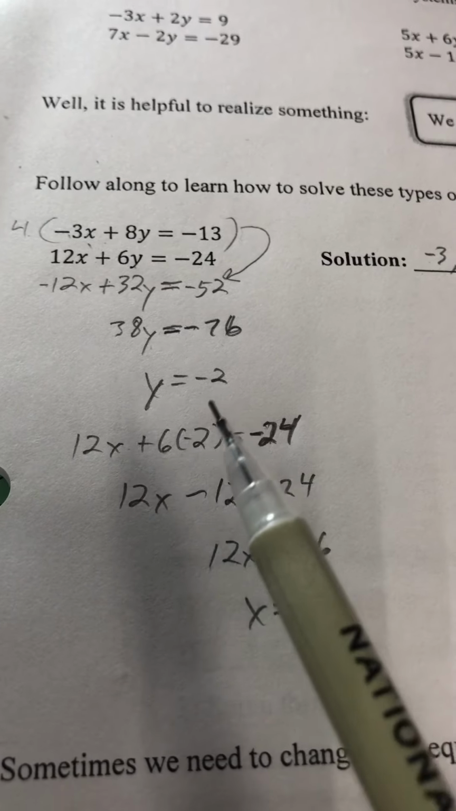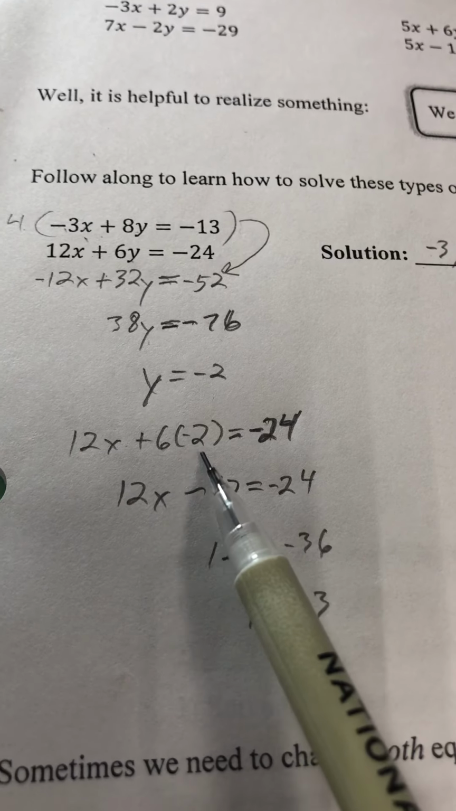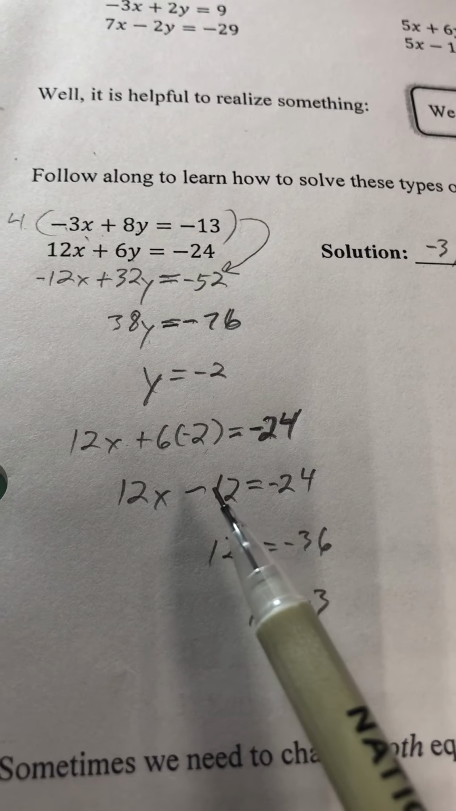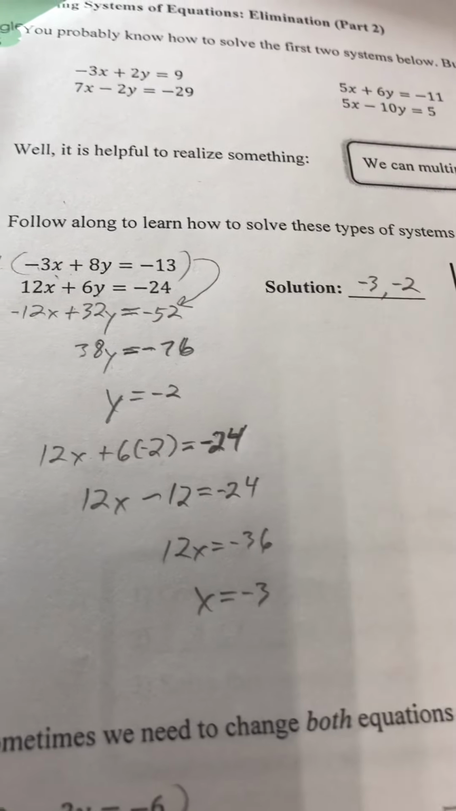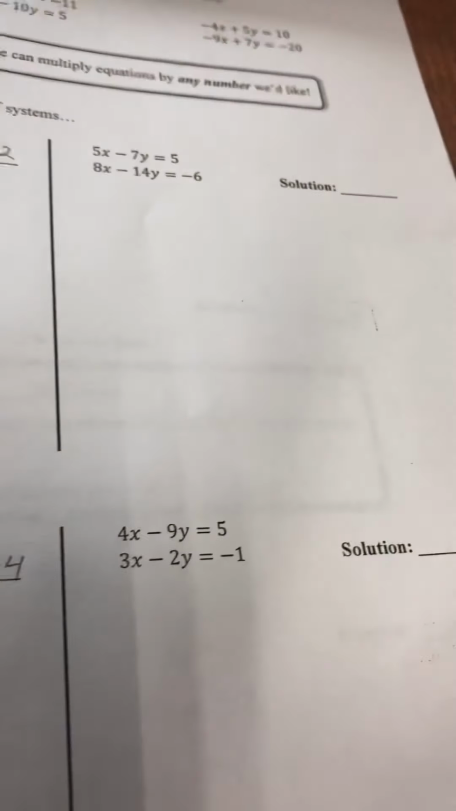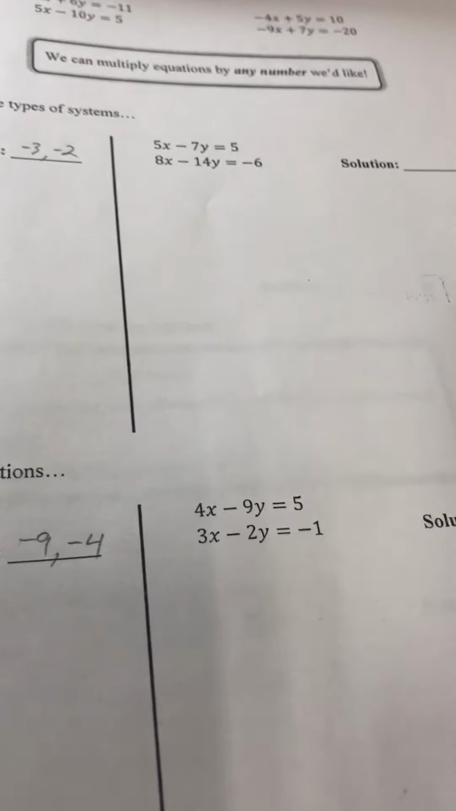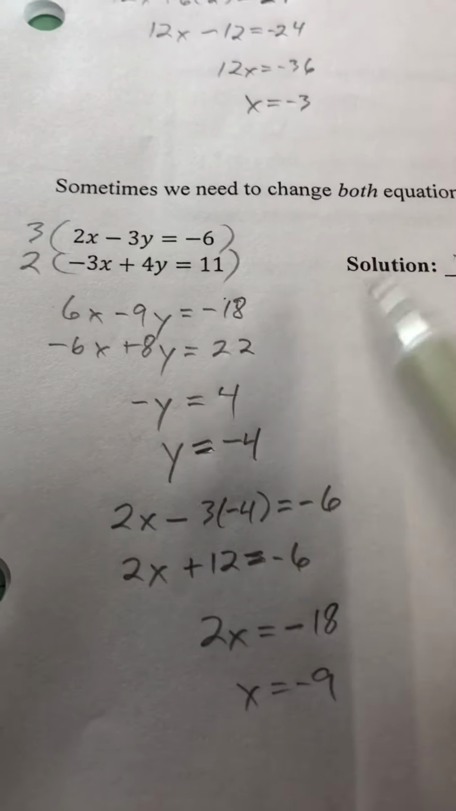Go back into one of the equations. I picked this one and plugged in my negative 2 for y, and then I got my x. So negative 3, negative 2 is going to be my solution. I didn't do those two. I want you to try those on your own. If you make mistakes, it's all good. Learn from them. That's how we grow.